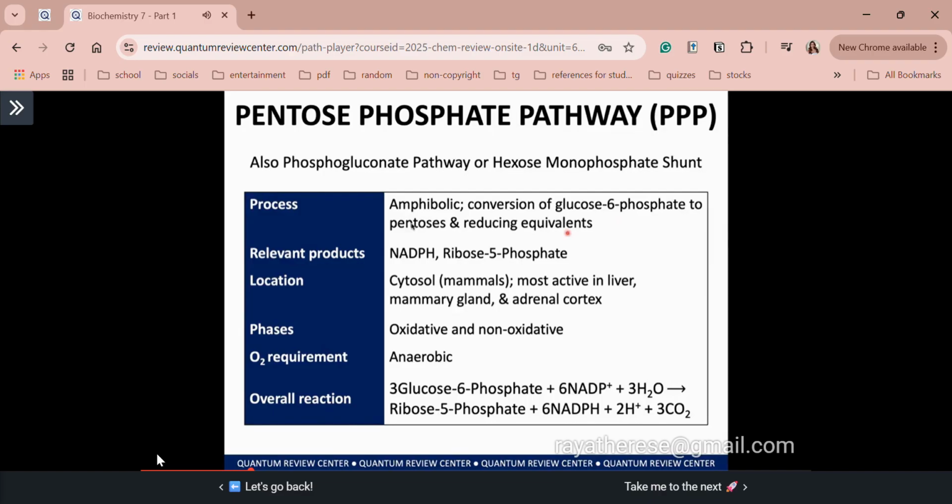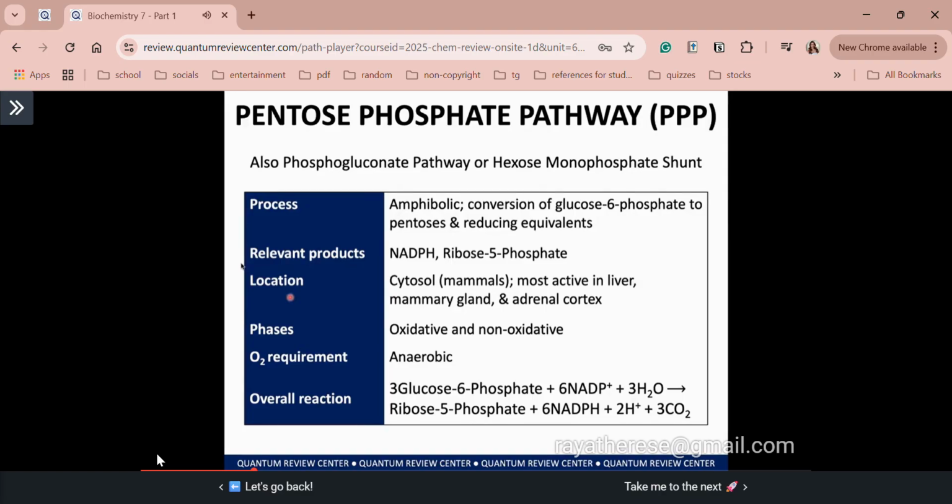Class, I think you are familiar with glucose 6-phosphate. We have encountered this substrate in your glycolytic pathway. I said that's why PFK1 is the committed step in your glycolytic pathway, because glucose 6-phosphate can funnel to other pathways such as your PPP. For relevant products, we have two again: NADPH and ribose 5-phosphate.